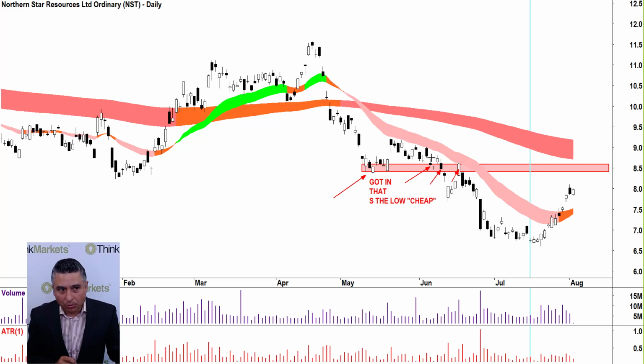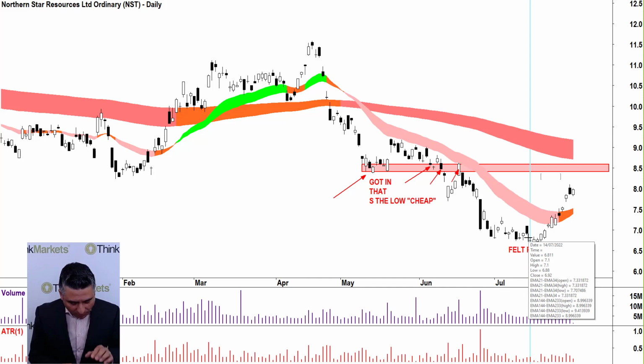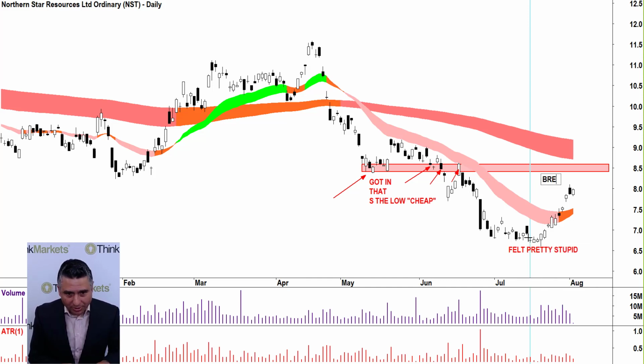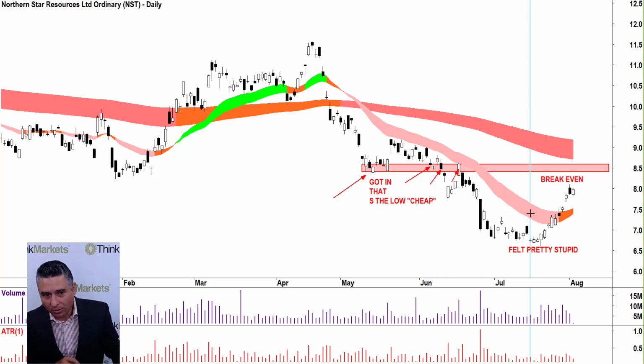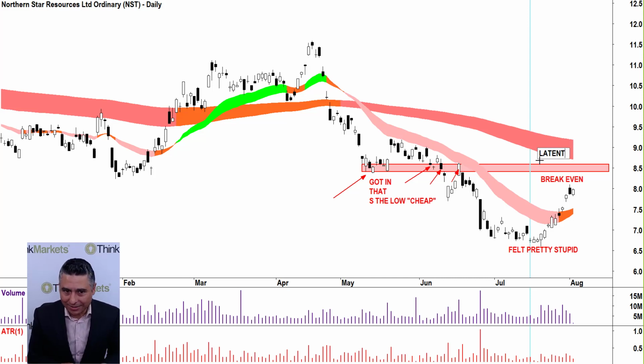Now, those people on this day here, let's be honest, they felt pretty stupid about making that call, and not all of them would feel stupid, but many of them would feel stupid that they bought NST at that level. And for them, this level now represents their break-even point. And for some of them, they will say, well, down here, holy moly, if this just gets back up to 850, I'm out of there. So what it does is it creates what we call this concept of latent supply.